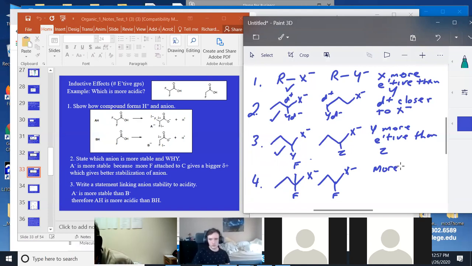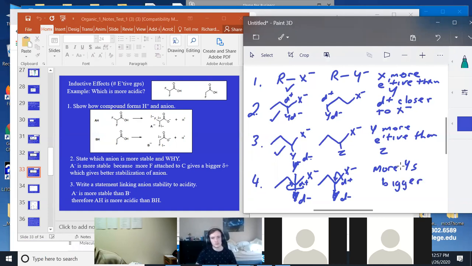Actually, I shouldn't use F. I'll use Y. Sorry, just because it doesn't have to be F. Could be chlorine, bromine, or something else. So more Ys, bigger delta plus. Now, if delta plus is on this C that I've put the arrow on here. So more Ys, bigger delta plus on C. And that would mean, again, this one was the more stable of the 2 anions.